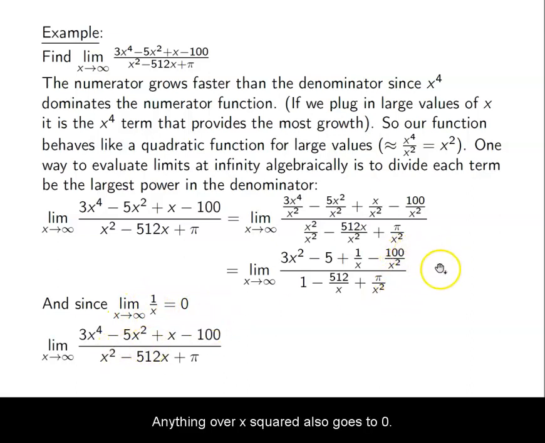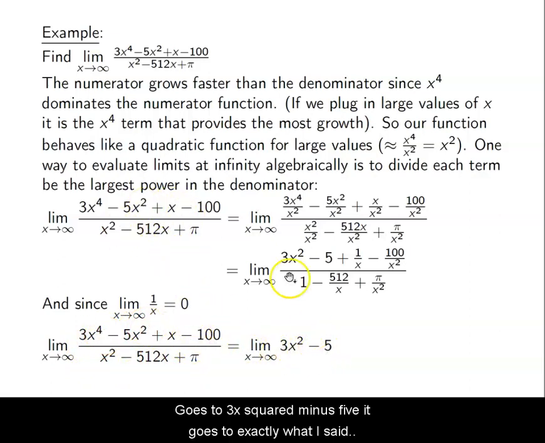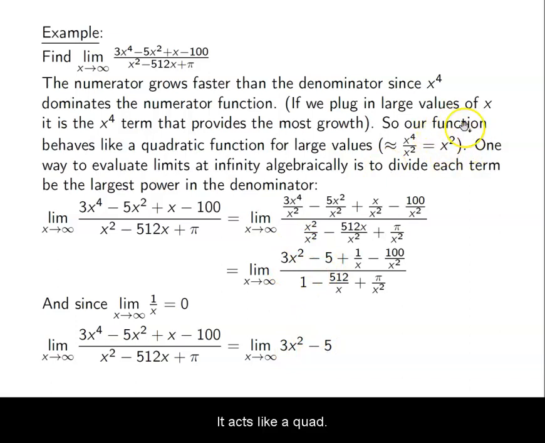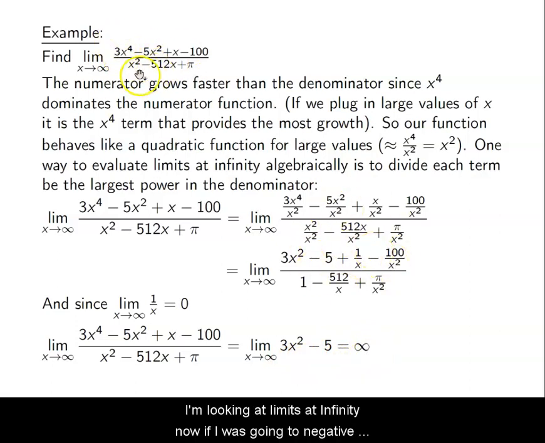Anything over x squared also goes to 0. So this thing, what I started with, goes to 3x squared minus 5. It goes to exactly what I said it would. It acts like a quadratic, specifically this quadratic. So what does this do as I get very, very large? I get larger and larger and larger. So I go to infinity. So this is a nice algebraic way of looking at limits at infinity.